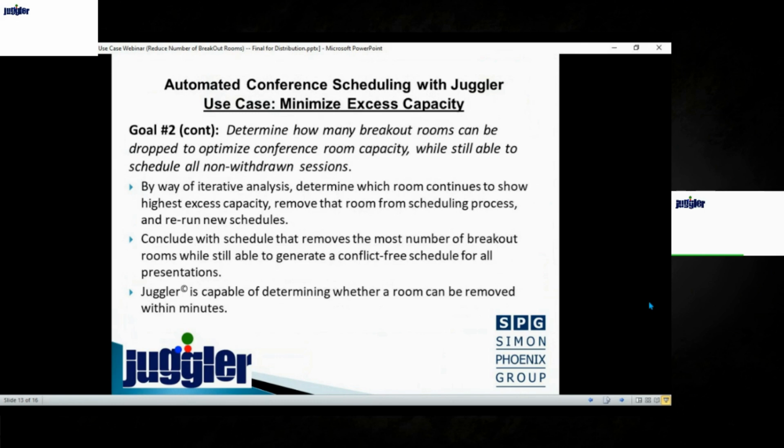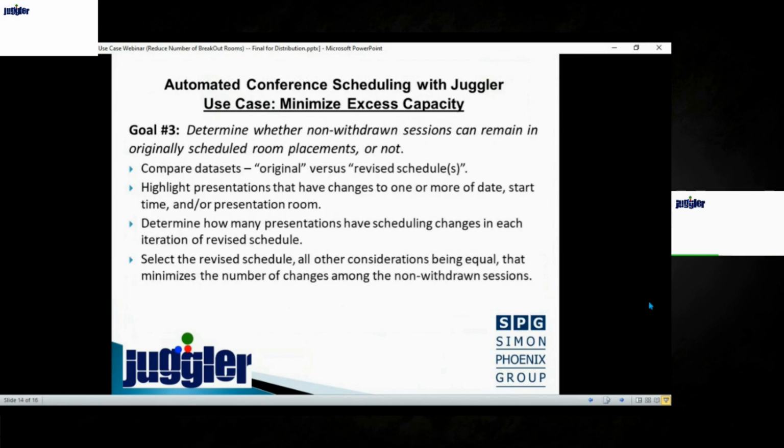Now, it's taken me about 7 minutes to explain this process. Juggler is capable of determining whether a room can be removed literally within a couple of minutes, depending on the number of presentations, the number of constraints. I haven't even gotten into a discussion of constraints, but Juggler will take less time to actually run through the calculations for this particular case than it's actually taken me to explain it to you, which is saying something positive, I think.